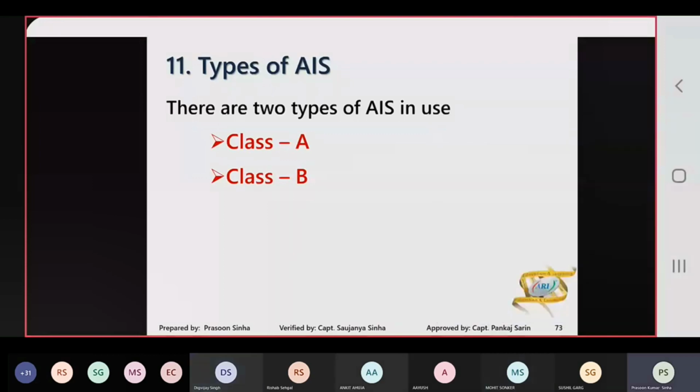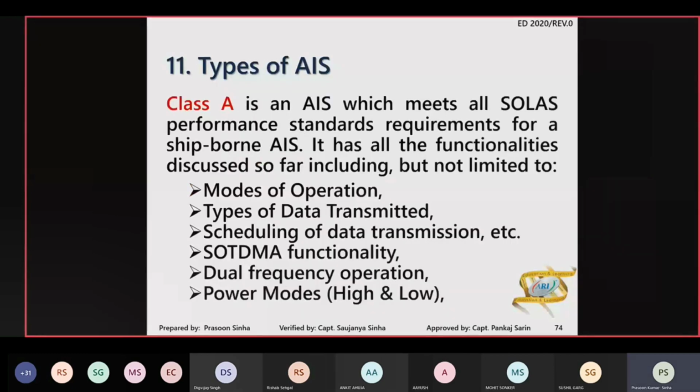So here we are, class A and class B, two types of AIS. All the contracting governments are advised to encourage, in their coastal area, the non-SOLAS vessels to fit this type of AIS, so that nobody has any trouble, their lives are saved and ours too. So class A and class B, please go through it. We just discussed. Just go through it.